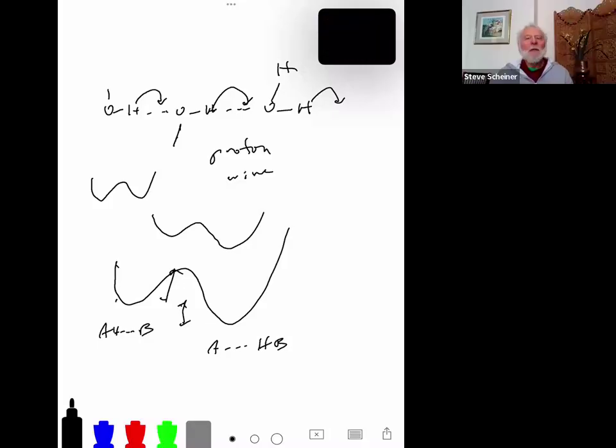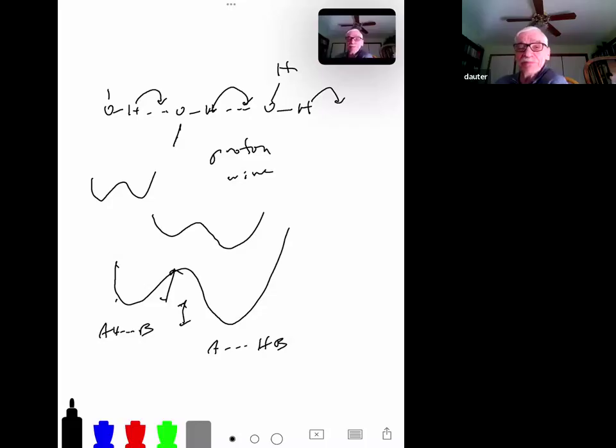That's right. In fact, in the case of proton transfer, tunneling is the dominant mechanism because the proton is so light, it can tunnel more easily than any other nucleus. So proton tunneling is at least substantial, if not the dominant factor in these proton transfer processes. Yes. Thank you, Steven.